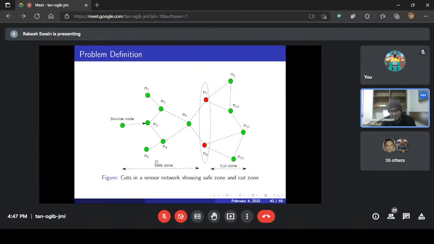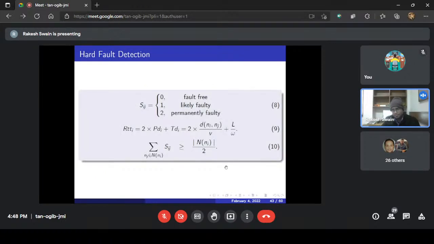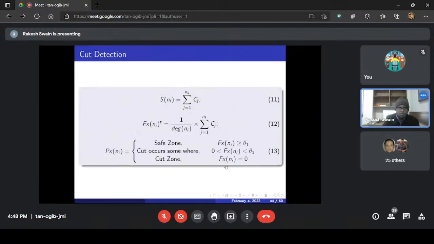So you can say that this is the safe zone, and here it is the cut zone. Here a node is detected, either it is present in the safe zone or in the cut zone. It will detect by itself whether it is present in the safe zone or cut zone. So here I'll be using a graph theoretical approach to detect whether a node is present in the safe zone or cut zone.